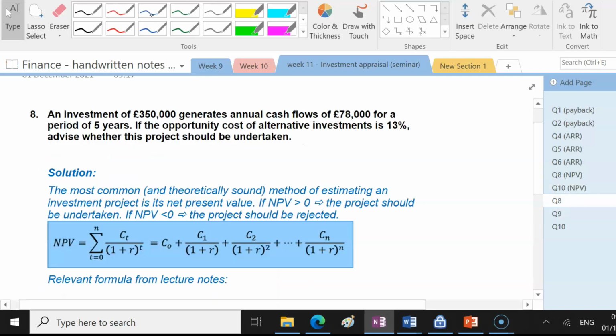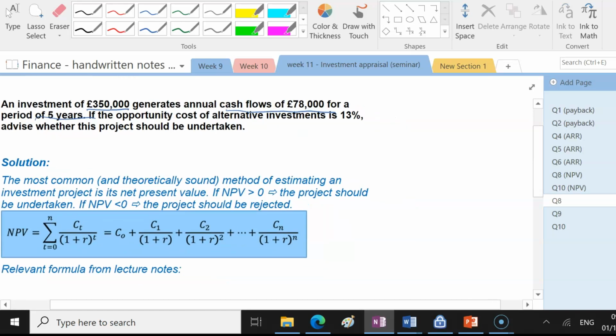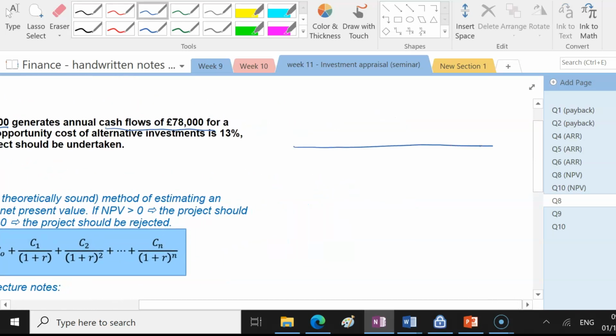We have an investment of 350,000, which will generate annual cash flows of 78,000 for the next 5 years. Have a look at how it will look on a timeline. This is our timeline. This is the present period, period 0. And in this period, our cash flow is negative. We need to invest 350,000. Then for the next 5 years, our project will generate a positive cash flow of 78,000 each year: 78, 78, 78, and 78.